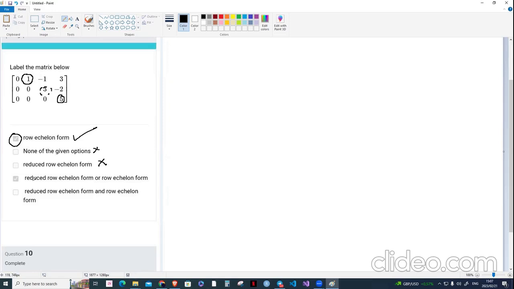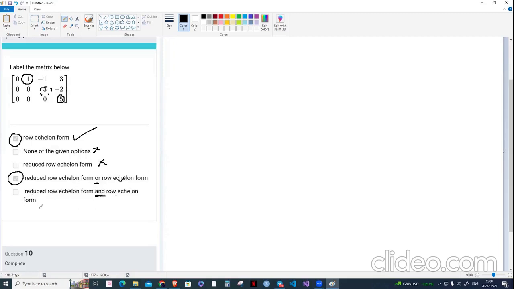Well, reduced row echelon form or row echelon form. I talked about this word "or" earlier. In this case, it's not reduced, but it is in row echelon form. This one is correct, which makes the whole thing correct because of this "or". If one is correct, the whole thing becomes correct.